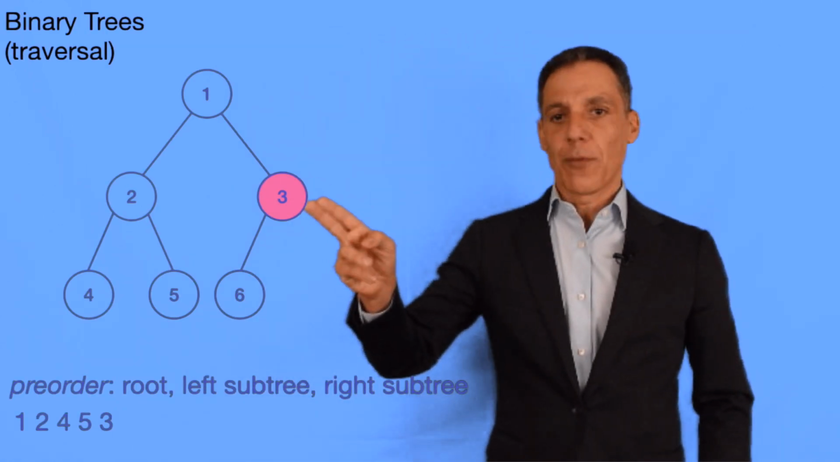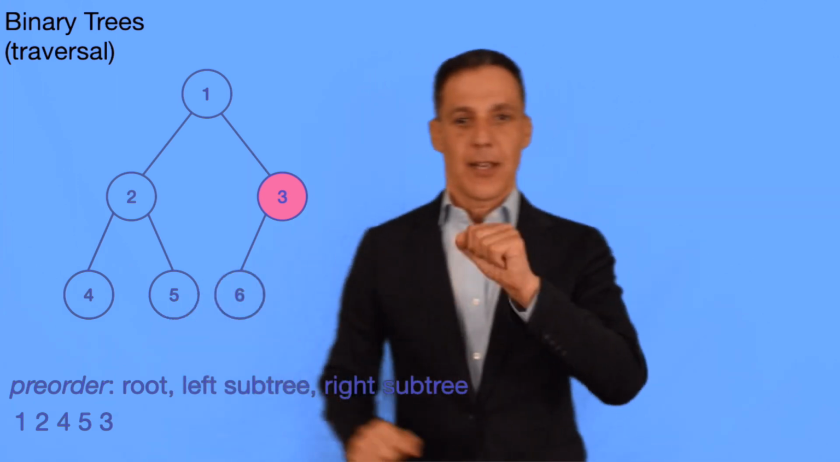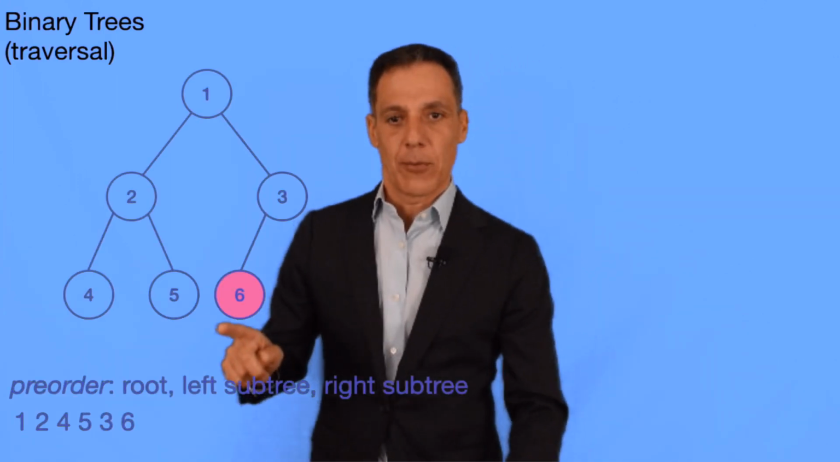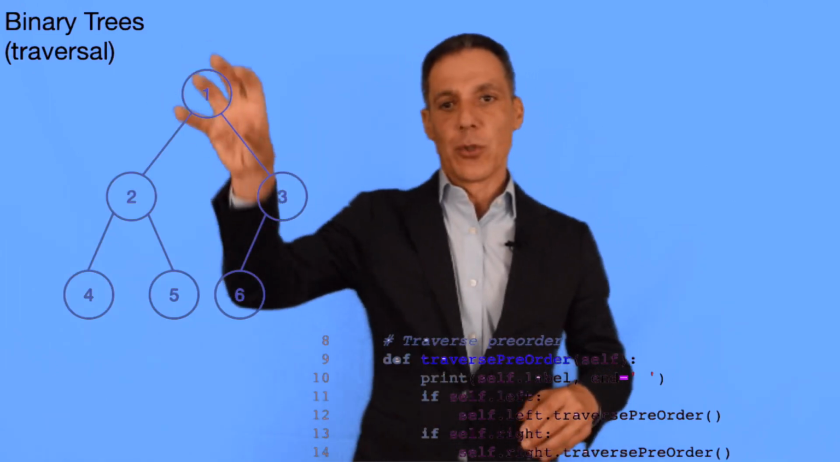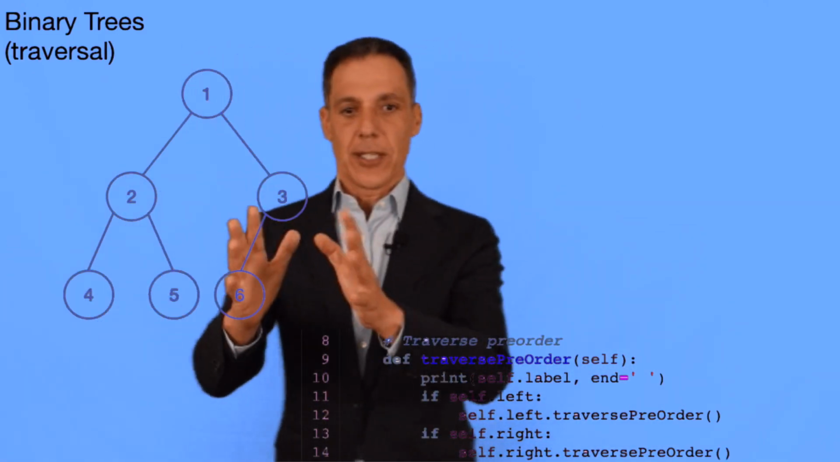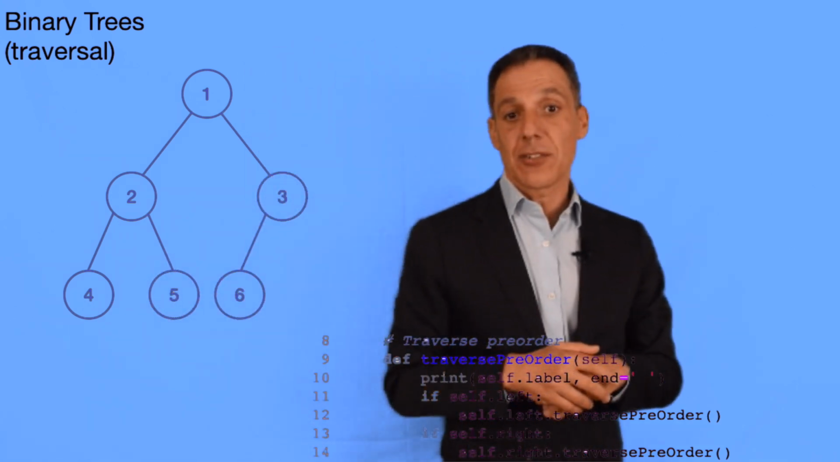Good. What do we do? All over again. Print the root, the left, and the right. So we got 3, and then we've got 6, and then of course there is no right subtree, and now we're finally done. We did the root, we did the left subtree, we did the right subtree. Okay, good. Let's look at the code for this.